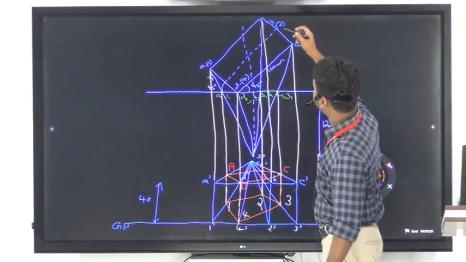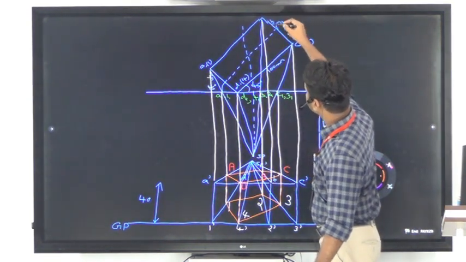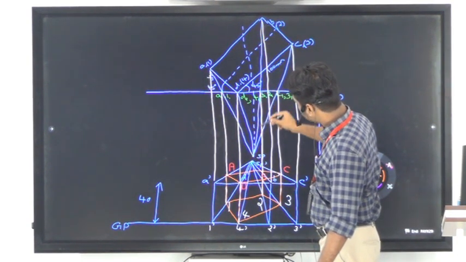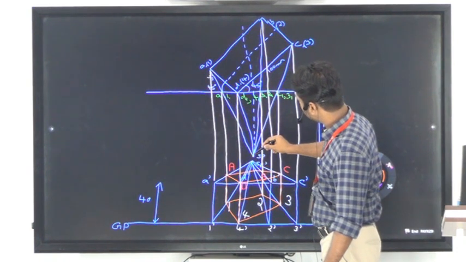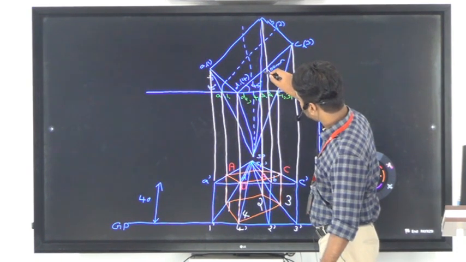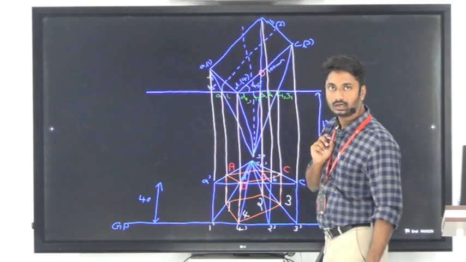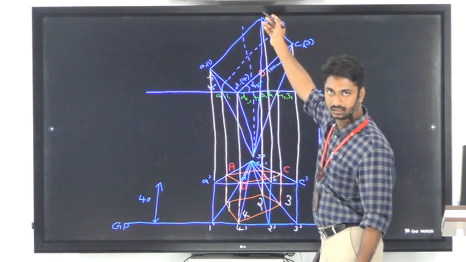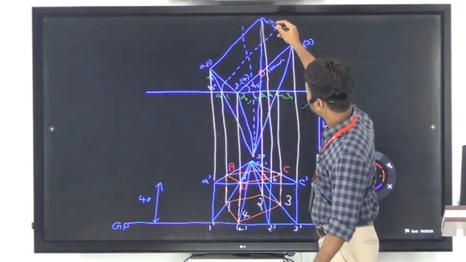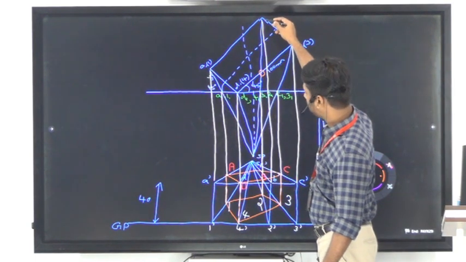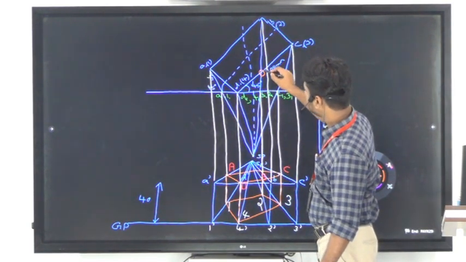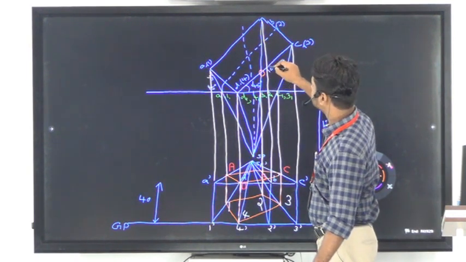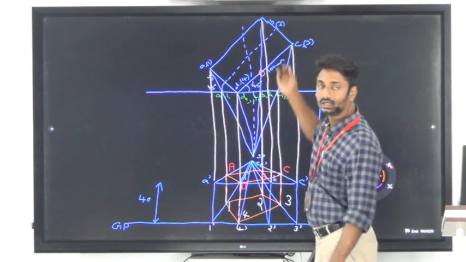Okay. Now consider the points B and 2. The line joining these 2 points with the top view of the station point SP is touching the object at this point. Okay. So these 2 points can be visible or invisible. Since the line joining these 2 points with the SP touches the top view of the object at some other points, we can say that these 2 points can be visible or invisible.